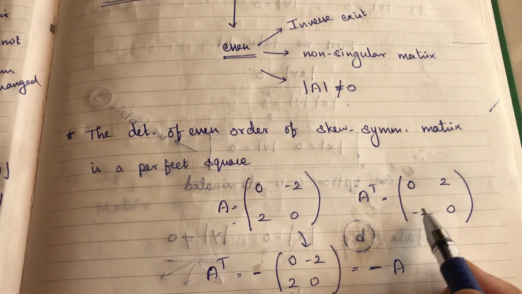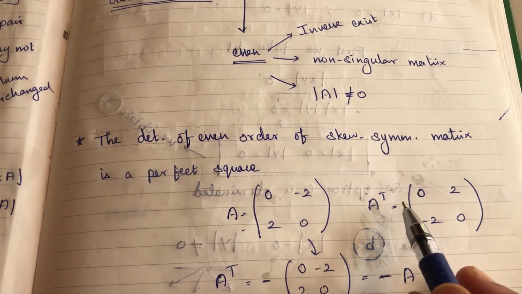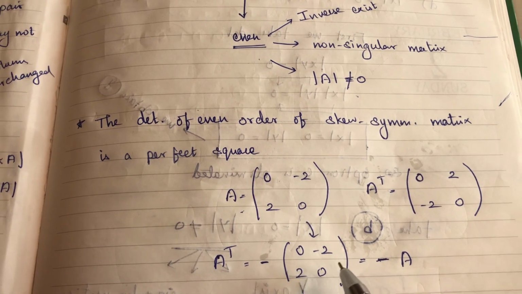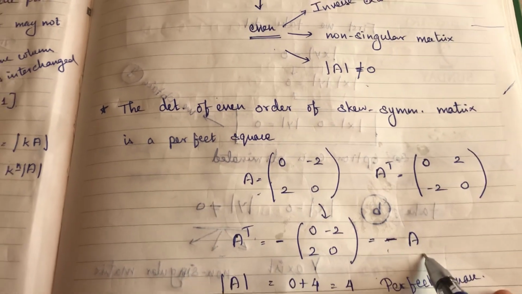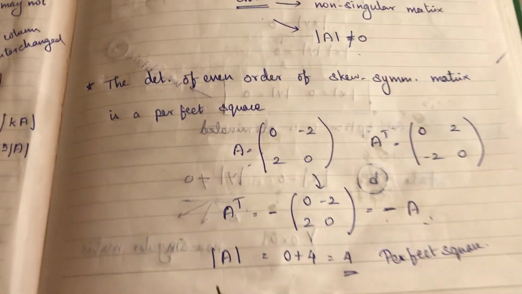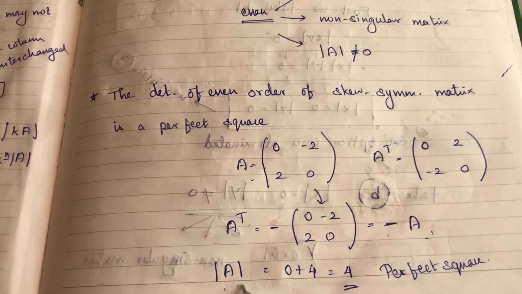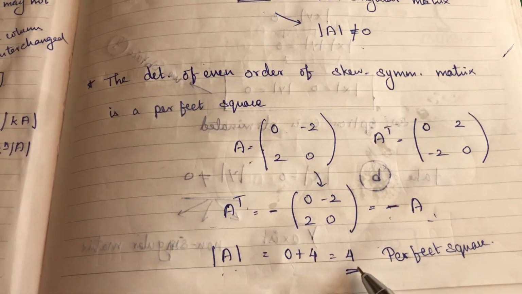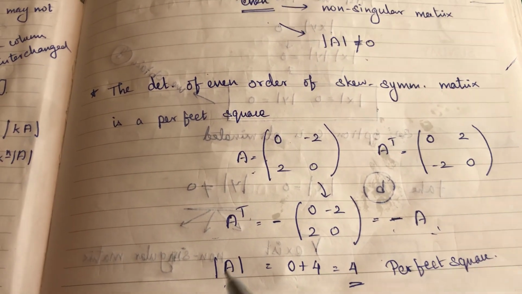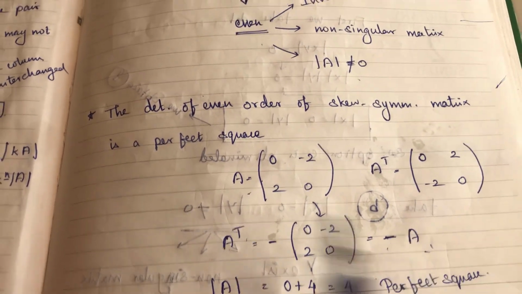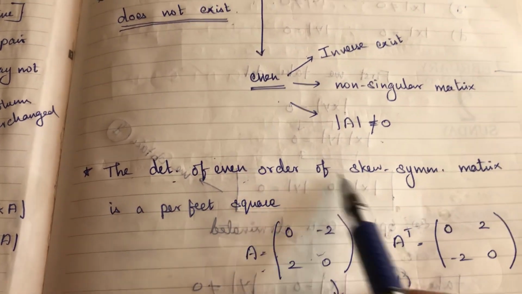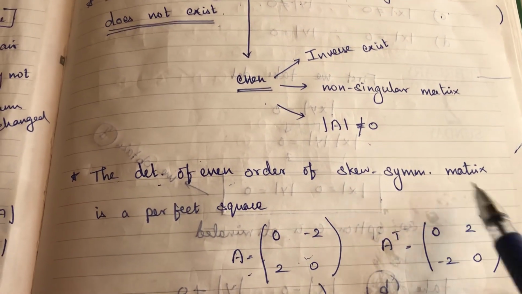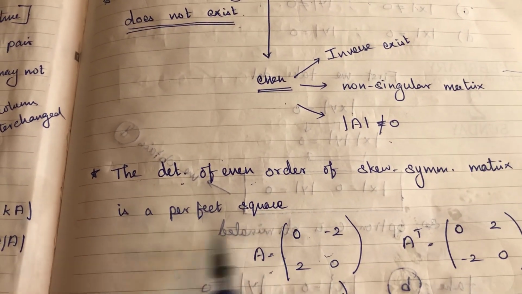From this A transpose, just take the negative value outside. If we take the negative value outside, we will get the same A matrix, so A transpose is equal to minus A. If it is in this condition, then the determinant value of A will be a perfect square, it may be 4 or 9 or 16. It should be a perfect square. This is a condition. If it is an even order skew symmetric matrix, then the determinant value will always be a perfect square. That's the thing they have said here.